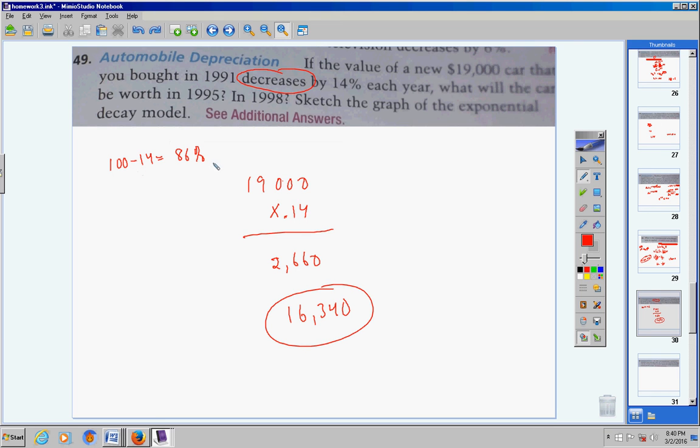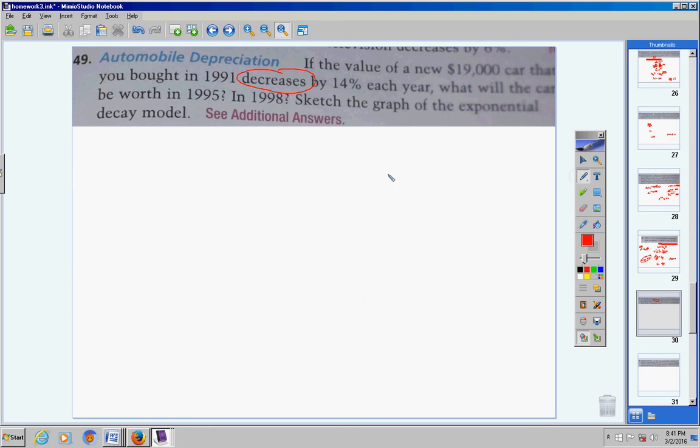So let's use 86%. Now I'm going to take 19,000 times 0.86. And when I do that, I'm going to get 16,340. So do you see what I'm doing? Every year the car decreases by 14%. So every year I'm going to take 19,000 and multiply it by 0.86. And then again for the second year, and then again for the third year, and then again for the fourth year. So instead of doing that, just realize that your model is 19,000 times 0.86 to the x power. In other words, we don't know how many years we're talking about, so we'll put an x. Over here is my y, and there we go.